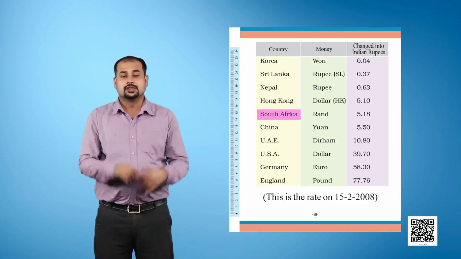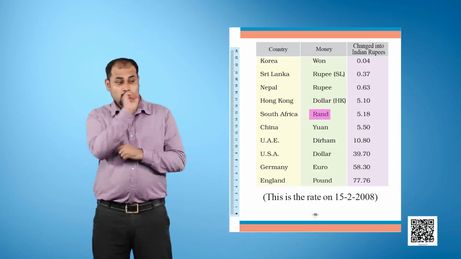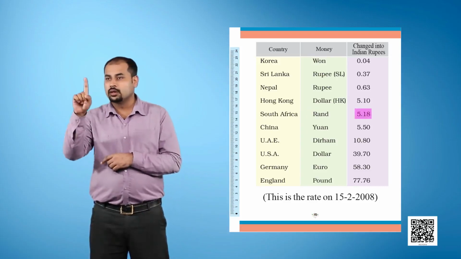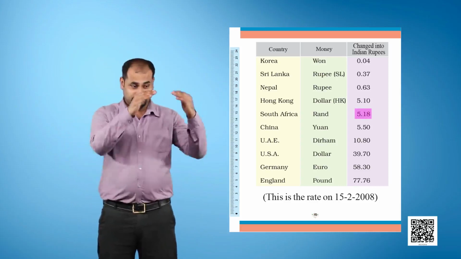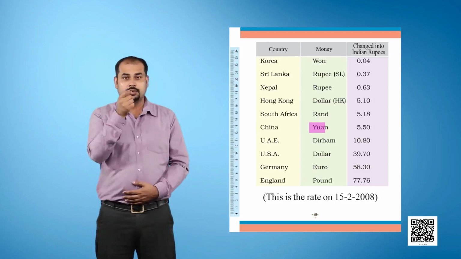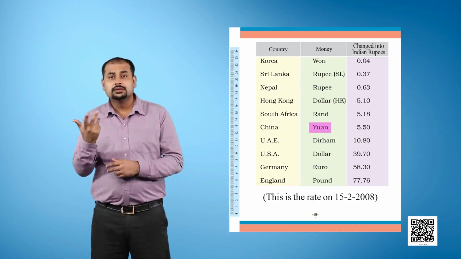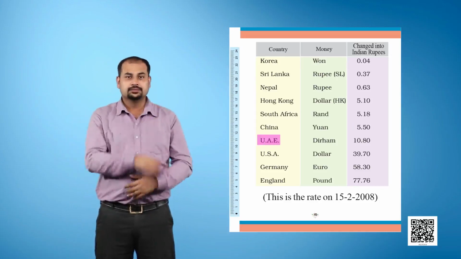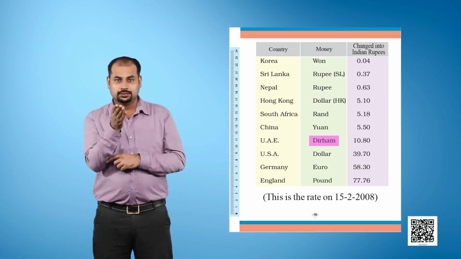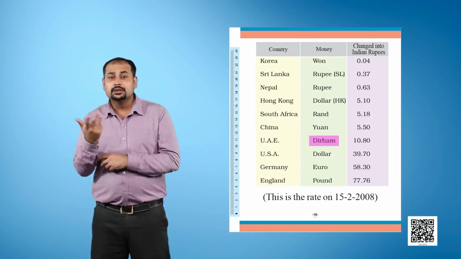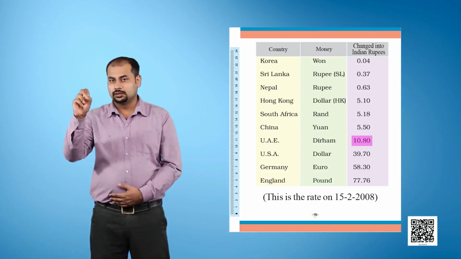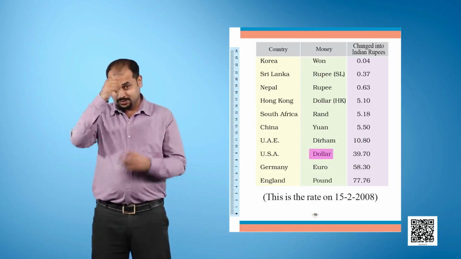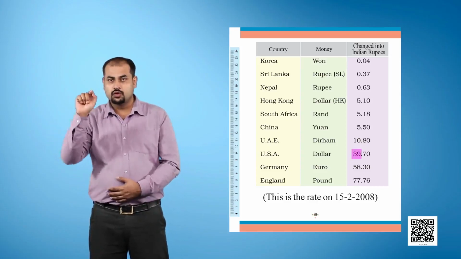South Africa. Rand. 5.18. China. Yuan. 5.50. UAE. Dirham. 10.80. USA. Dollar. 39.70.